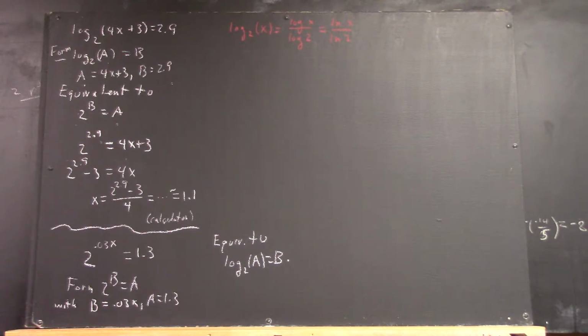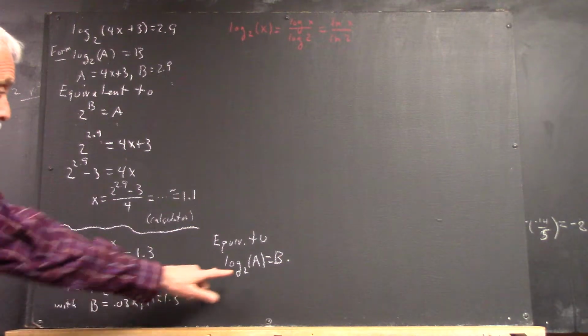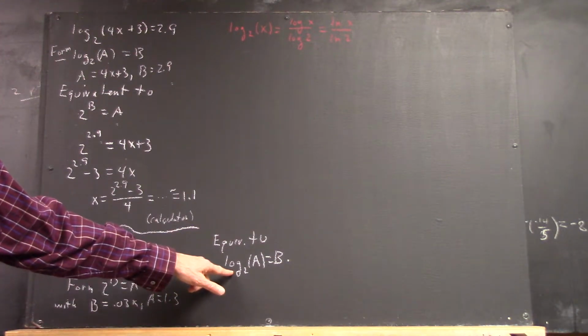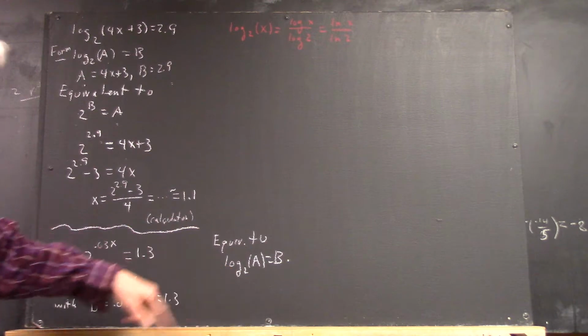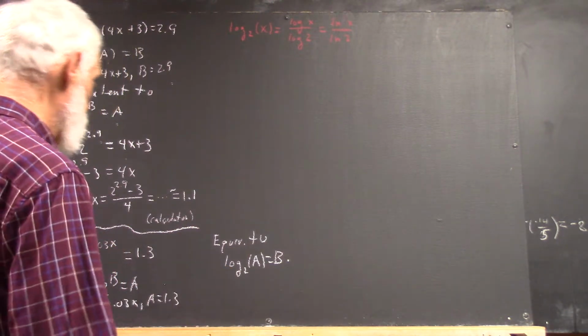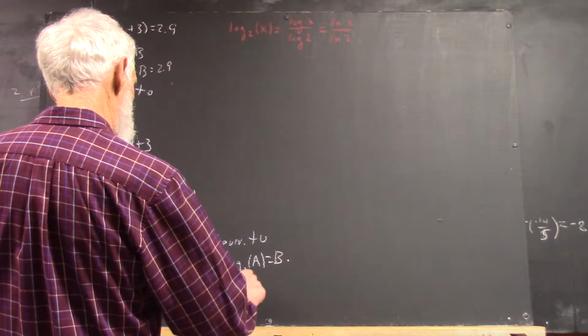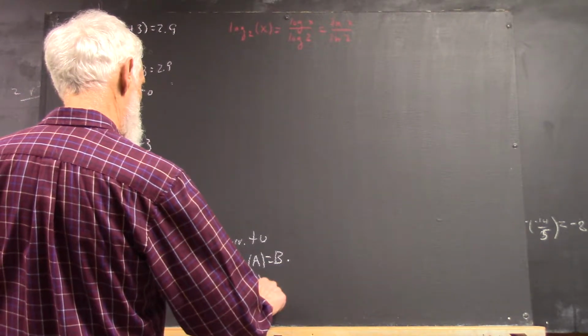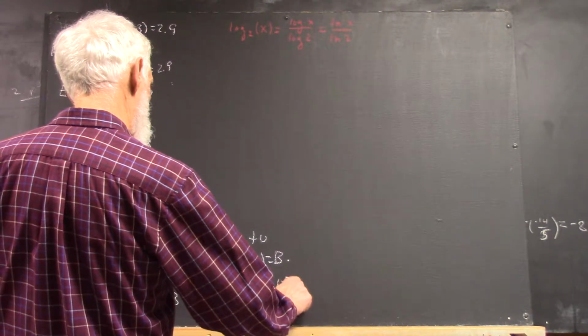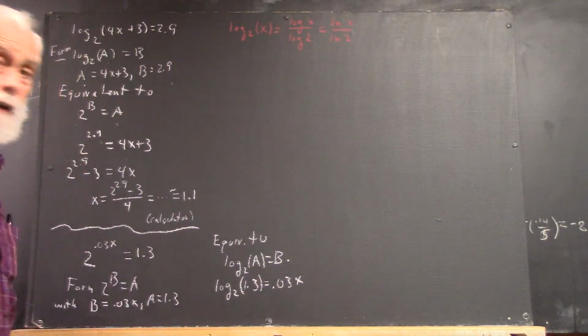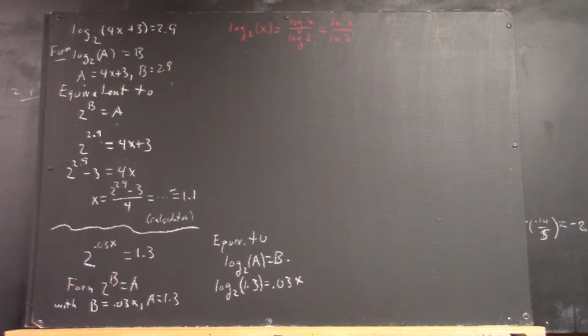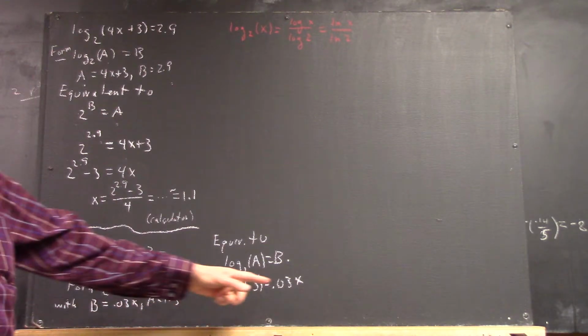Since we've identified A and B, it's going to be very easy to write something down here, right? So we've identified A, we've identified B. This tells us that log base 2 of 1.3 equals 0.03x. Make sense? Now all we have to do is solve for x.